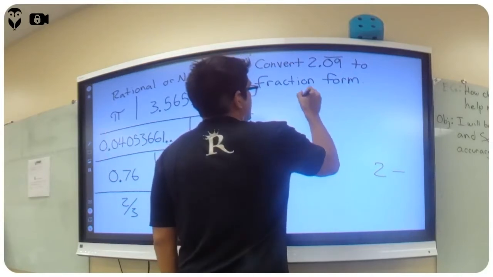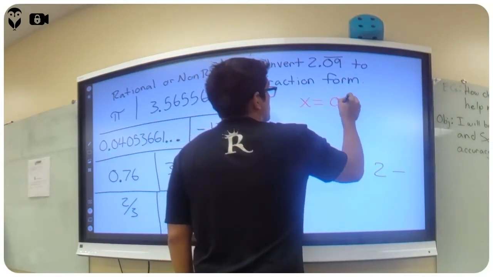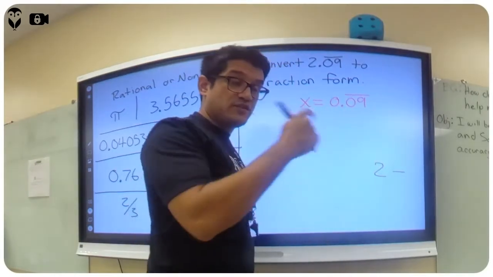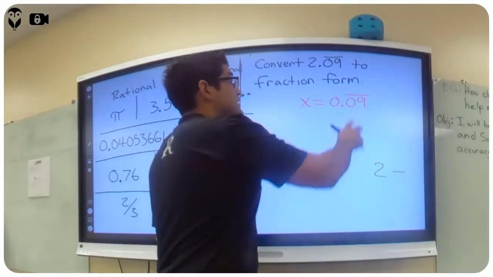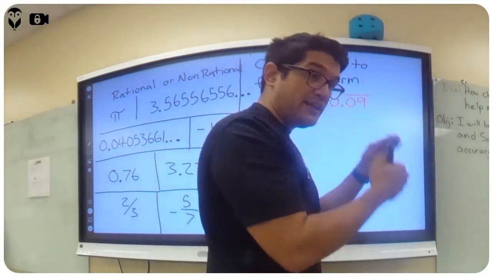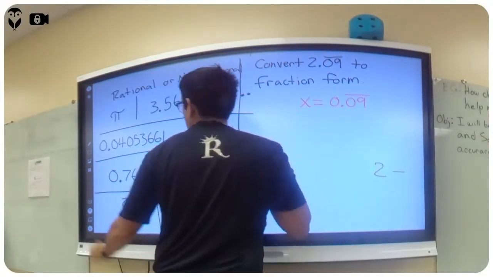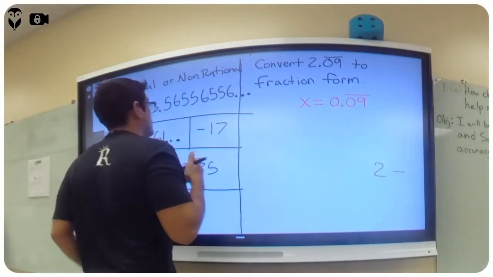So we're just going to write x equals 0.09 with this little line over it. Remember, the 0.9s are repeating over and over again. This has 2 numbers repeating, 0.9, 0.9, 0.9. So we're multiplying both sides by 100. So we're going to be left with, the next step I'm going to do in blue.